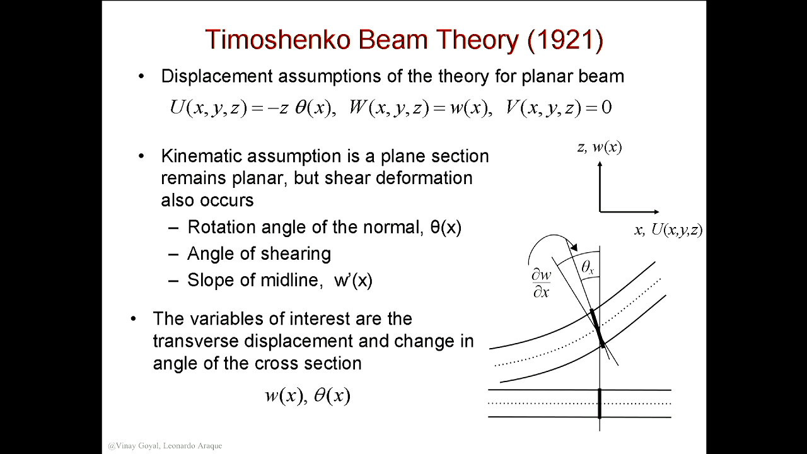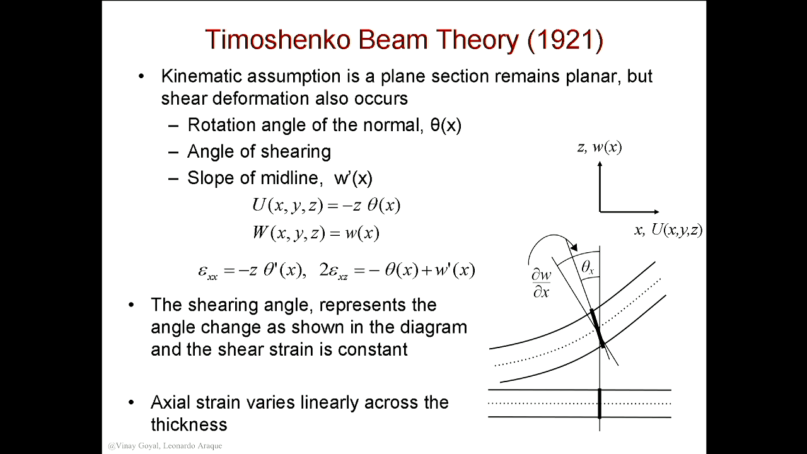So let's think about it. Let's look at the displacement assumptions I have here. What are the unknowns that you see there? W and theta. Those are the only two unknowns, right? So when I deform this beam, I'm looking at how much shear deformation I have, how much theta I get, and how much W I get. That's really what we're looking for. So these are the two unknowns.